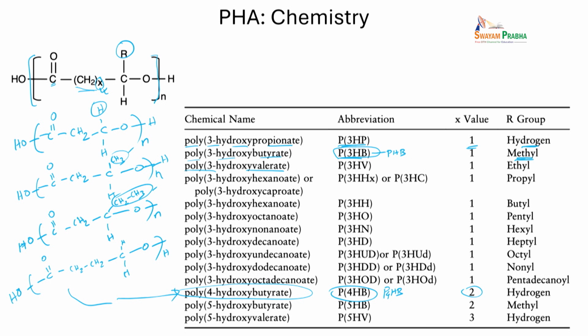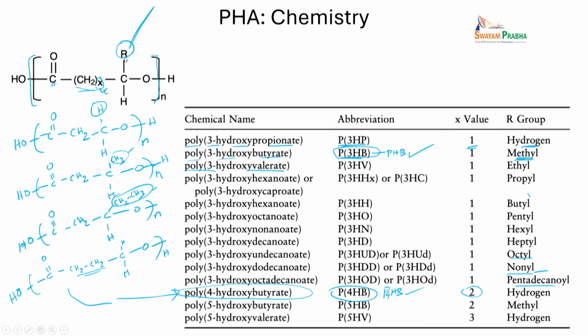The difference between P3HB and P4HB is whether you have a single methyl group or two methyl groups. And you can see that you can have side groups going all the way up to octyl, nonyl, and pentadecyl. So you can really grow this chain very long, and based on that, you can have different kinds of polymers. So this is PHA chemistry. It has a particular function and a particular structure.